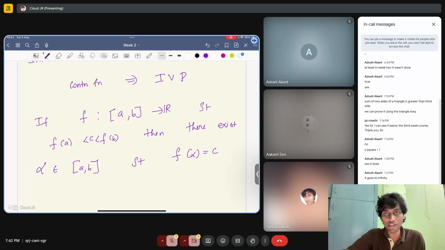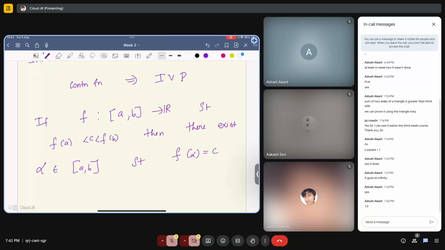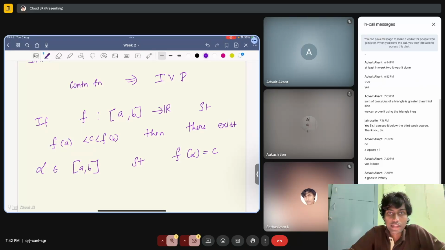So if you look, this is exactly what the intermediate value theorem says. Whatever the intermediate value theorem says, we just take it, and this property is called the intermediate value property. The reason I'm specifying this is that there is a little bit of theory here.